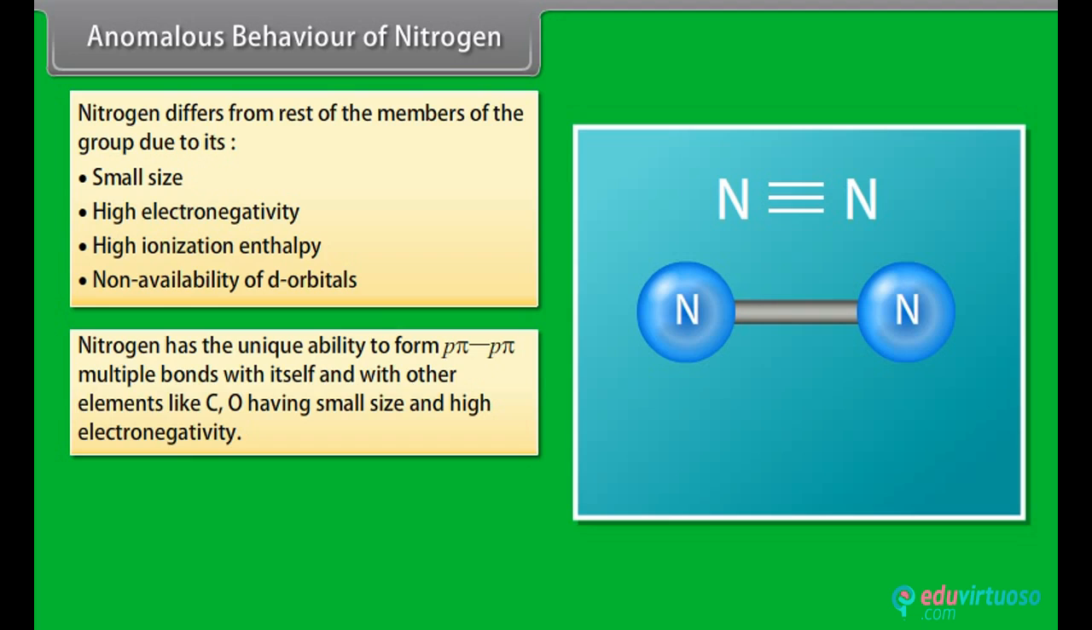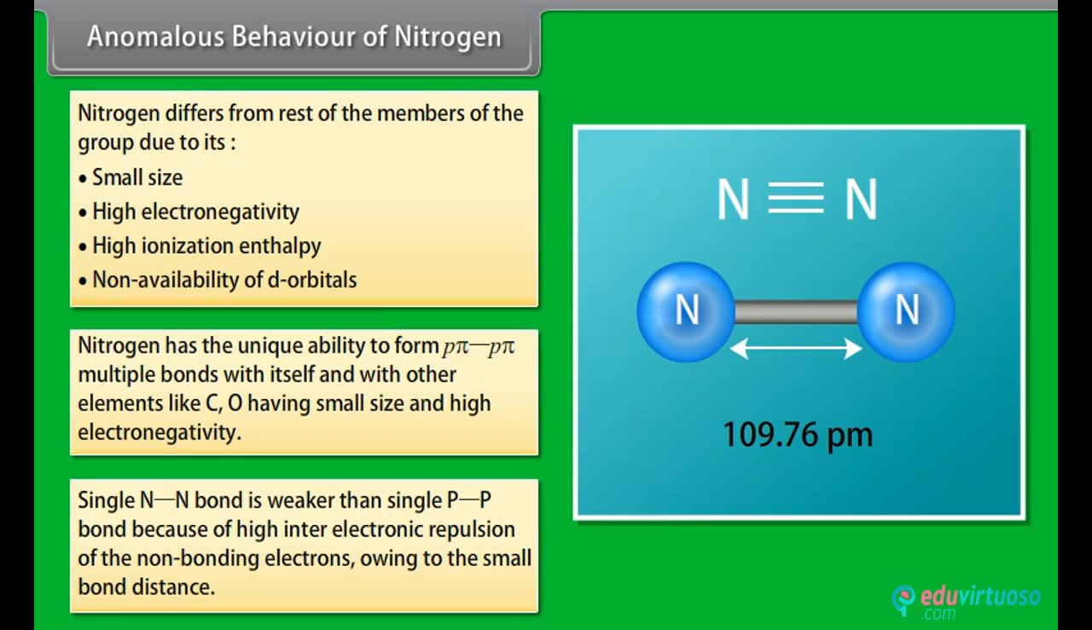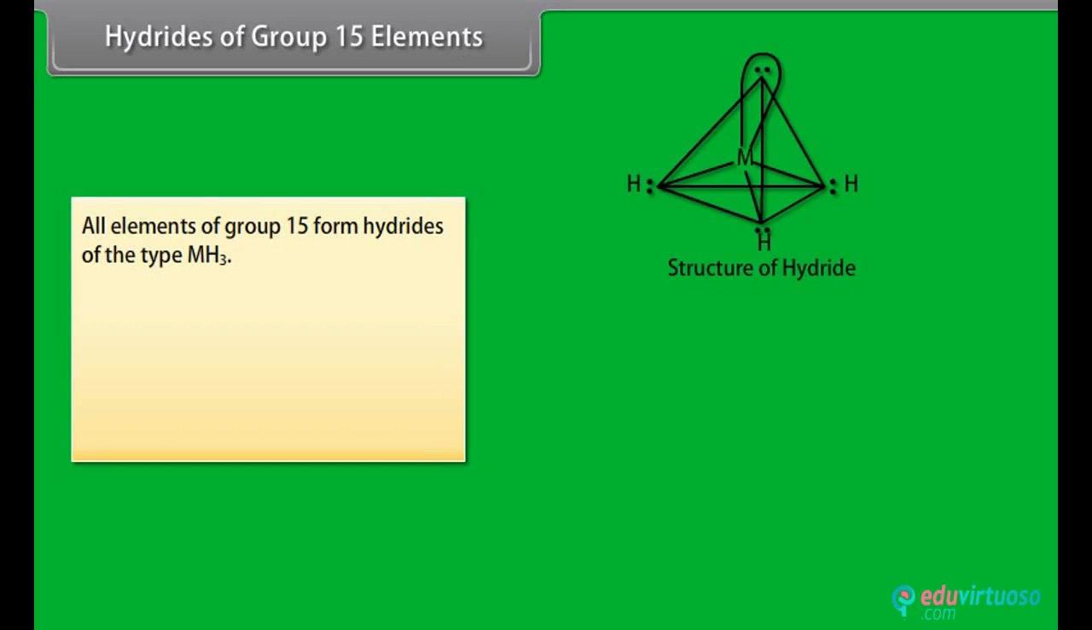Thus, nitrogen exists as a diatomic molecule with a triple bond between the two atoms, having a high bond enthalpy of 941.4 kJ per mole. A single nitrogen-nitrogen bond is weaker than a single phosphorus-phosphorus bond because of high inter-electronic repulsion of the non-bonding electrons owing to the small bond distance. Hydrides of group 15 elements. All elements of group 15 form hydrides of the type MH3.